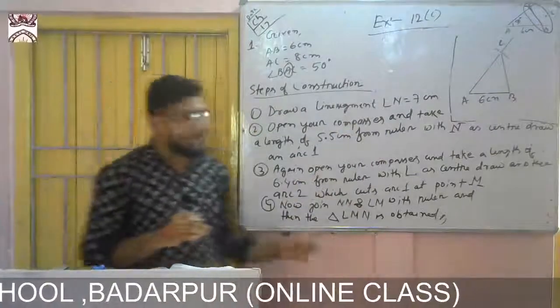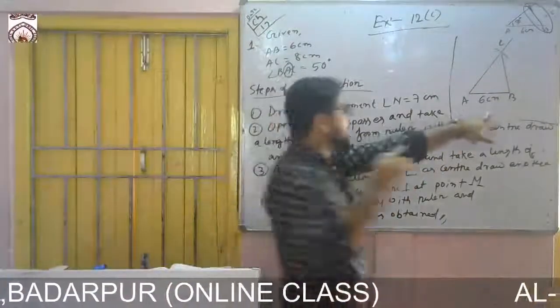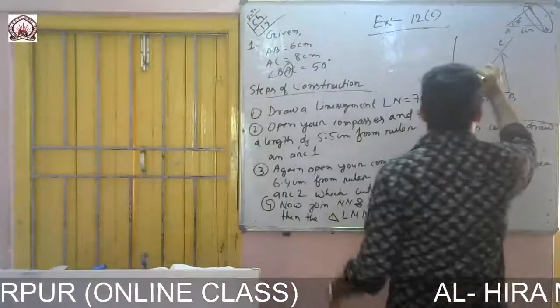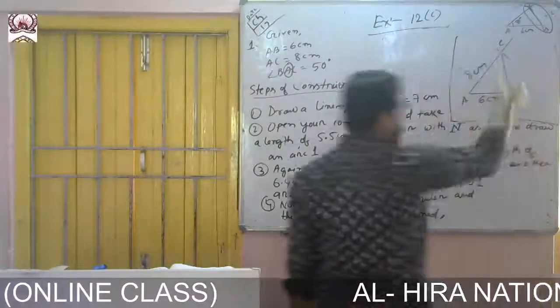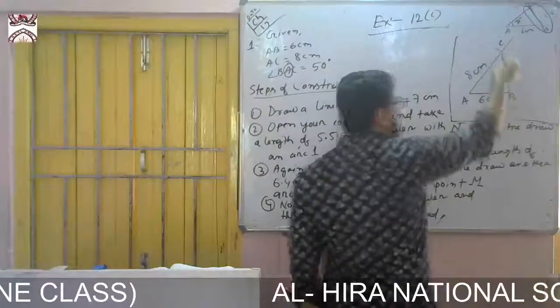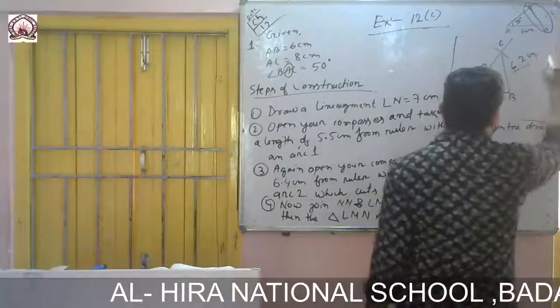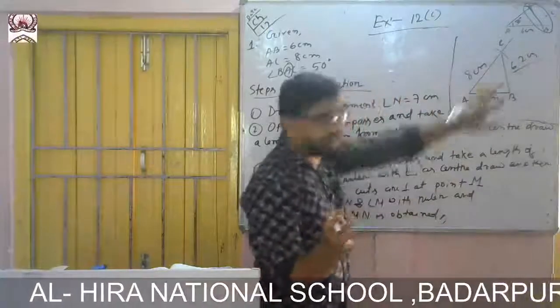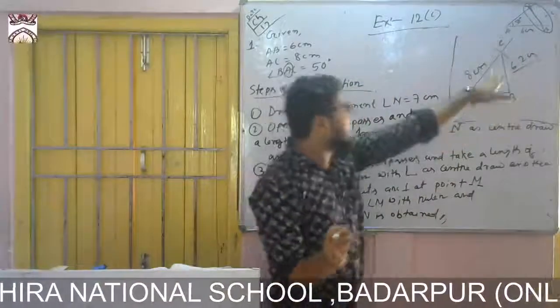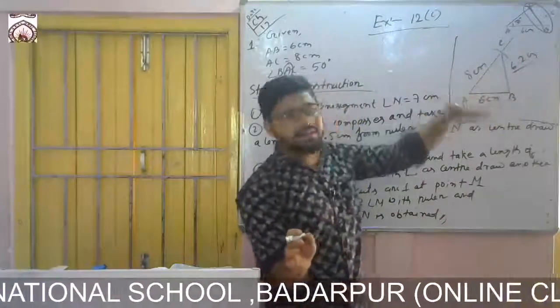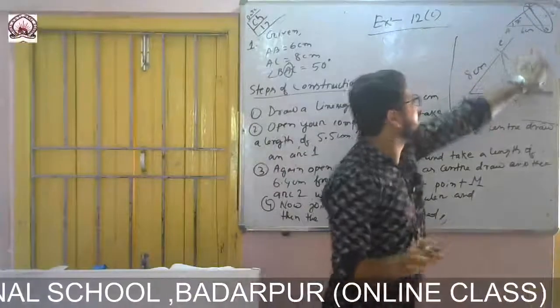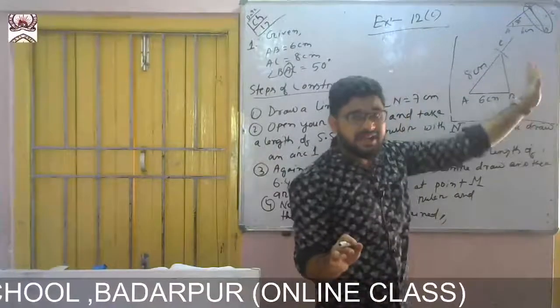Measure the third side. This one, AB, 6 centimeter is given. This one, AC, 8 centimeter we have drawn. And after joining you measure this one. In my scale it is coming 6.2 centimeter. In your scale it may come different, because my drawings are not exact. So you measure this one and write.